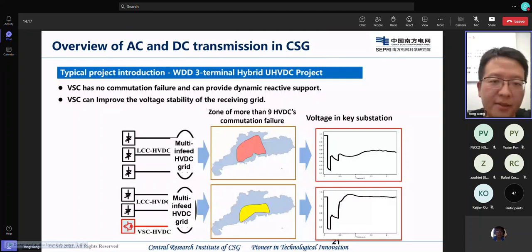And we can check some key substation voltages; we can see that the voltage cannot be recovered. But for the second figure, if we use a VSC HVDC, the affected region will be decreased. And for the key substations, we can see that the voltage can be recovered as designed. So after we do this study and some calculation, we decided to adopt VSC as the receiving end for the 10th HVDC.